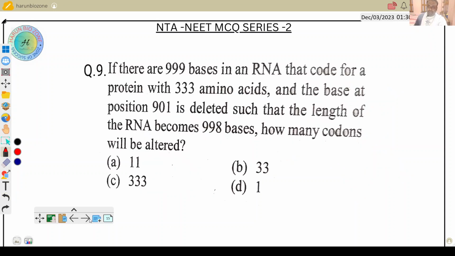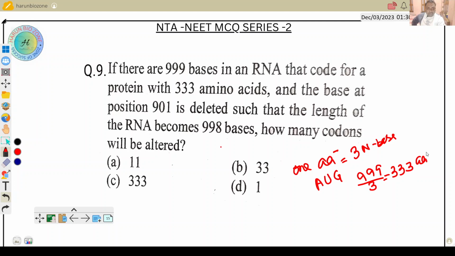The next question. If there are 999 bases in an RNA that code for protein with 333 amino acids, let me explain, one amino acid carries 3 nitrogen bases, okay, like A, U, G, methionine. So here 999 bases are present. So 3 bases contain 1 amino acid, so it is divided by 3, and here 333 amino acids are produced. So from 999, 333 amino acids are produced, and the base position of 901 is deleted.